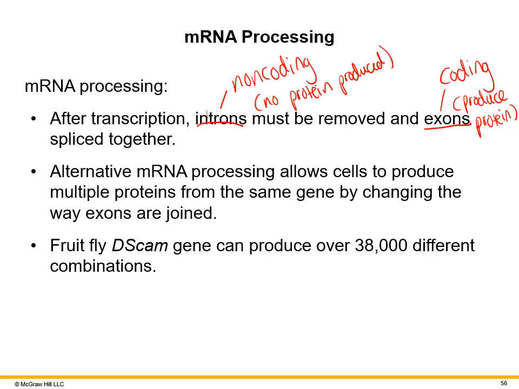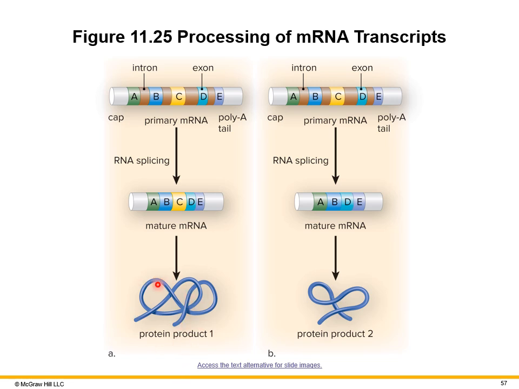Alternative mRNA processing allows cells to produce multiple proteins from the same gene by changing the way exons are joined. The fruit fly gene DSCAM can produce over 38,000 different combinations, depending on alternative mRNA processing. So here we see two different types of proteins that are produced from the same mRNA transcript. But how can the same mRNA transcript produce two different proteins? This is due to RNA processing and RNA splicing in different ways.